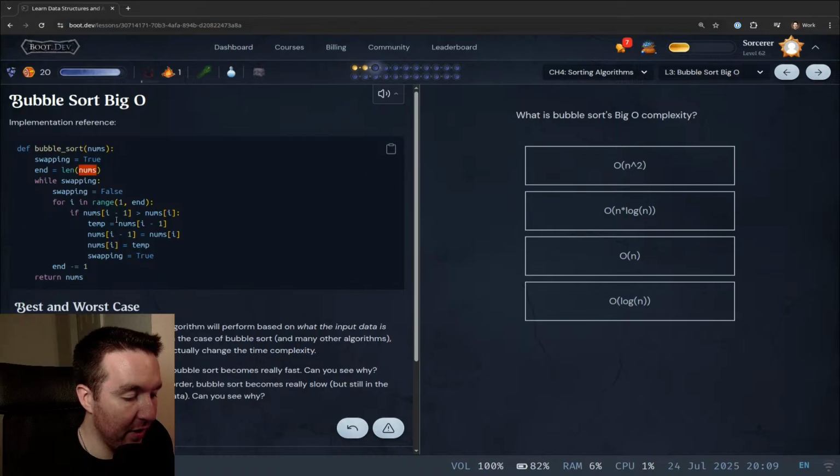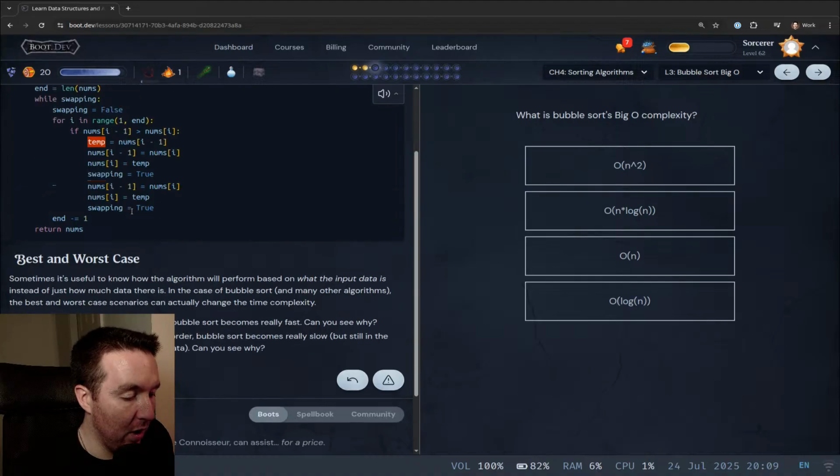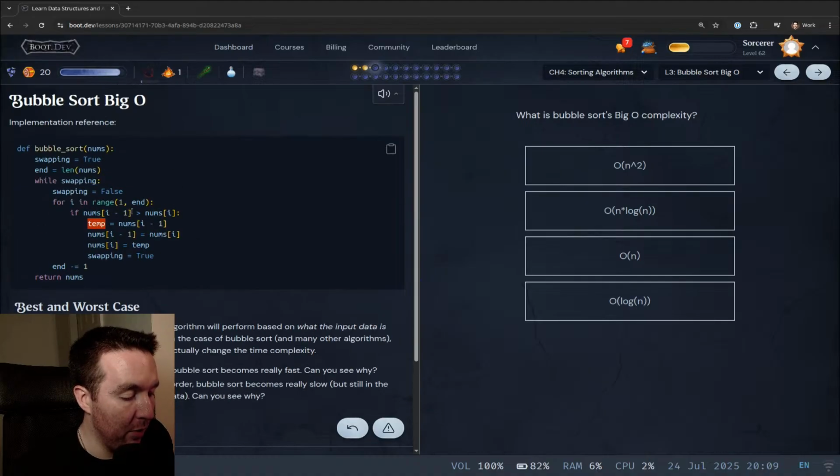Yeah, so they did exactly that. So they did the same thing. So temp. Okay, yeah, so like the swap over, right? Yeah, I just did it slightly different way. That's basically the same. So bubble sort, big O, best and worst case.